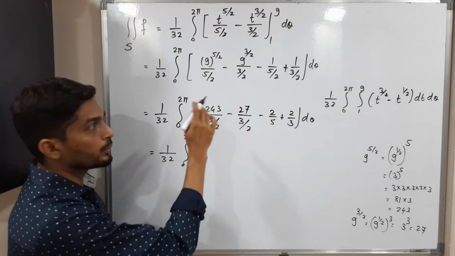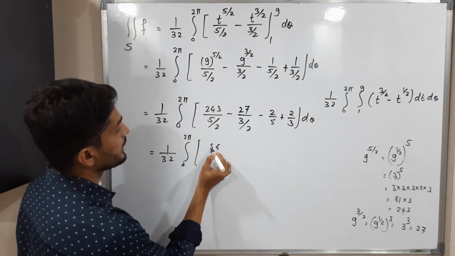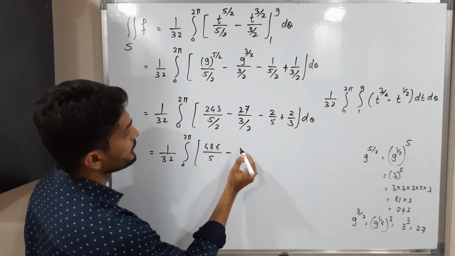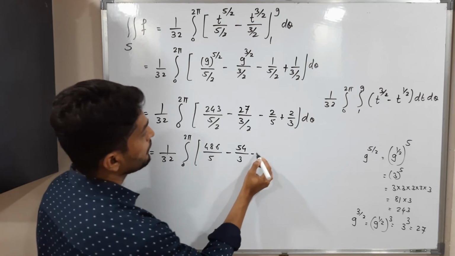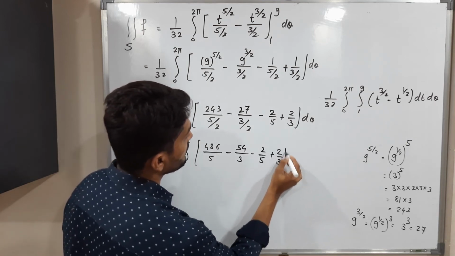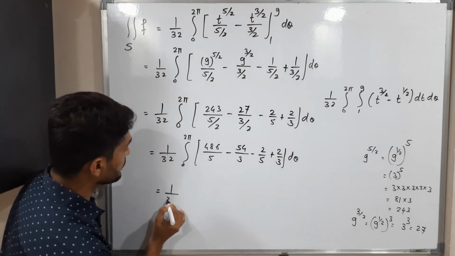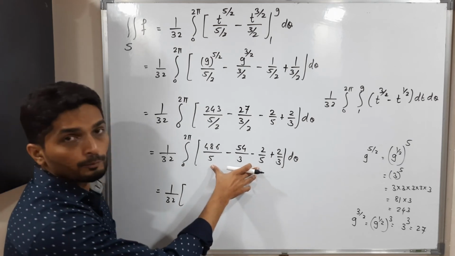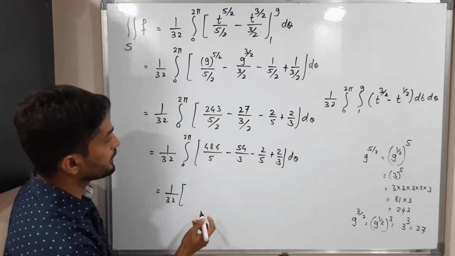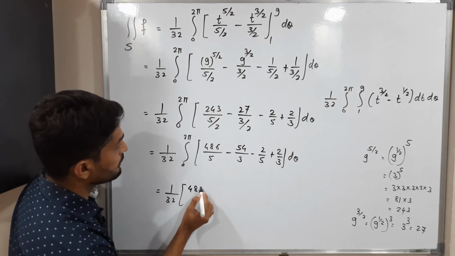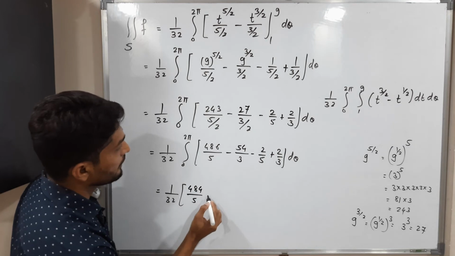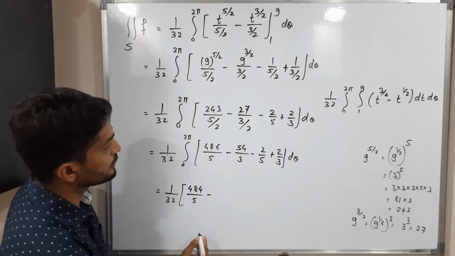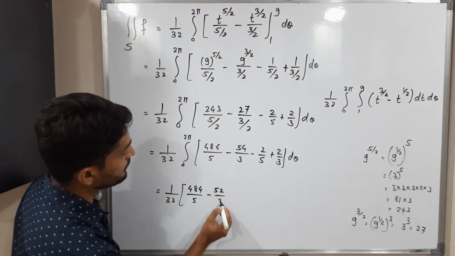Let me shift this 2 to the numerator. So 2 into this one, 486 by 5. Here also I will shift to the numerator. So 27 into 2, 54 by 3 minus 2 by 5 plus 2 by 3 d theta. So 1 by 32, it's all constant, so we can take it easily outside the integration. Both of them have the denominator 5, so you can subtract numerators. So 484 by 5 minus, here both of them have the denominator 3, so you can add numerators. So it will be minus 52 by 3.